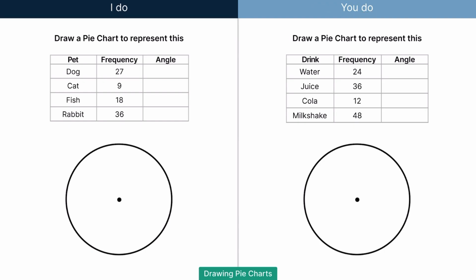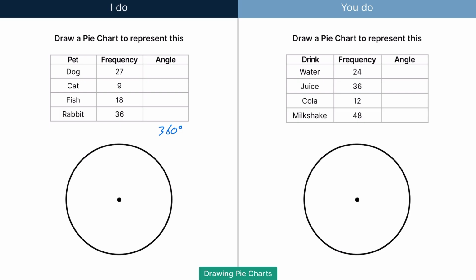So here we've been asked to represent the following data as a pie chart. So we've been given some data, and what's important to note here is that the total angles in a pie chart add up to 360. So we know that this column here is going to add up to 360 degrees because that's what a circle adds up to.